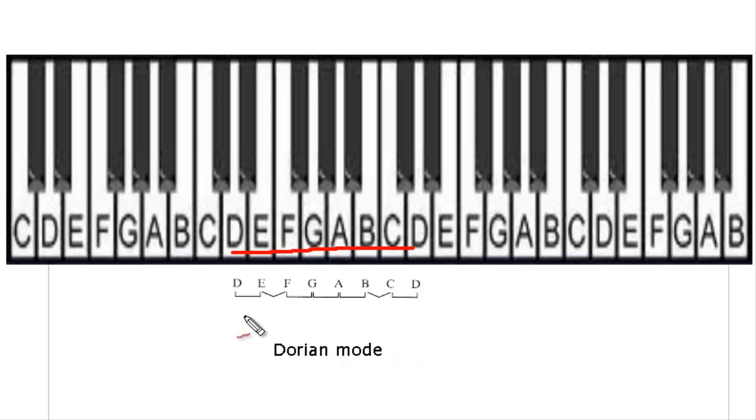Let's have a look at the underlying structure of a D Dorian mode. And we can see, and this is the important point, that the semitone is at a different point in the scale. The semitone now is between the second and third note, whereas with the Ionian mode, the first semitone was between the third and fourth note. So we have tone, semitone, tone, tone, tone. Now we have a semitone between the sixth and seventh notes in the Dorian mode.